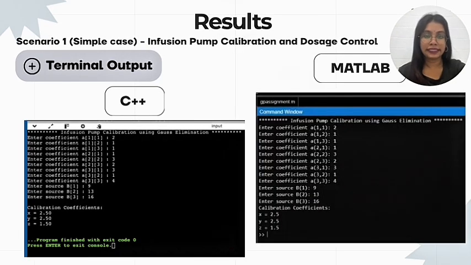Now let's look at the result of scenario 1, the simple case regarding infusion pump calibration and dosage control. Now I'm going to explain the terminal output. We just attach the terminal output from C++ and MATLAB. This is the result from manual key-in, and this will also be discussed in the discussion part.